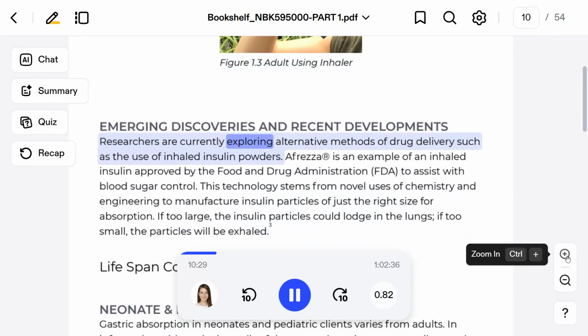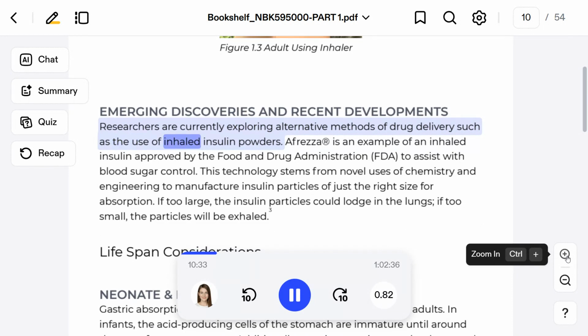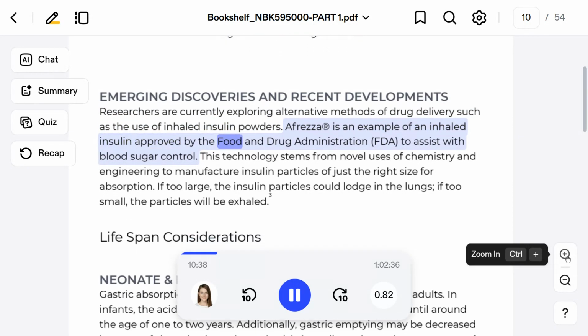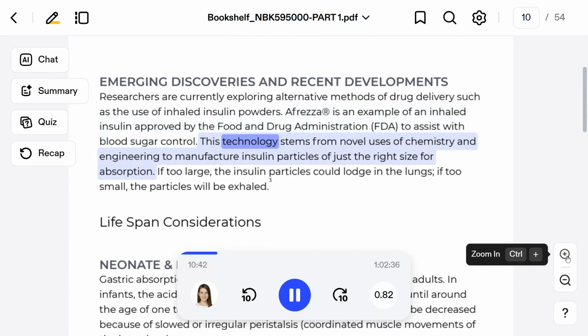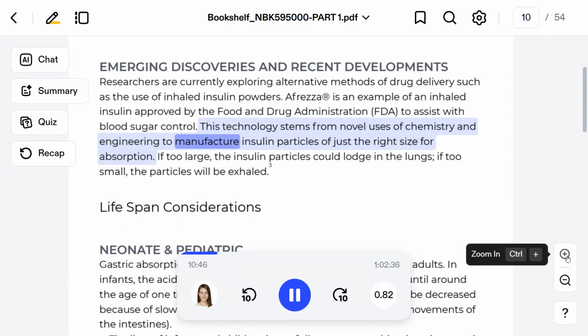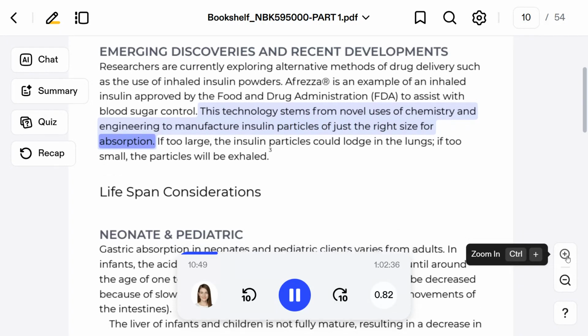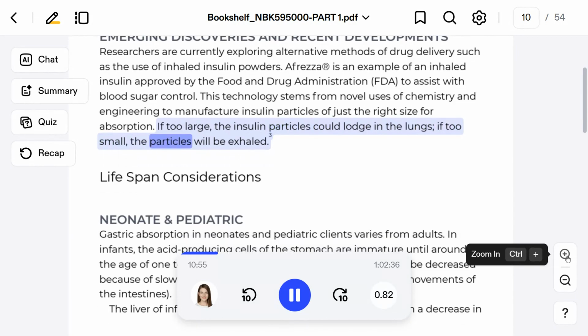Researchers are currently exploring alternative methods of drug delivery, such as the use of inhaled insulin powders. Afrezza is an example of an inhaled insulin approved by the Food and Drug Administration to assist with blood sugar control. This technology stems from novel uses of chemistry and engineering to manufacture insulin particles of just the right size for absorption. If too large, the insulin particles could lodge in the lungs. If too small, the particles will be exhaled.